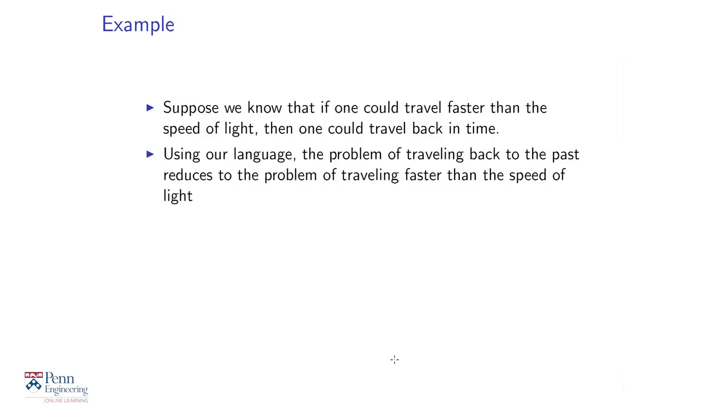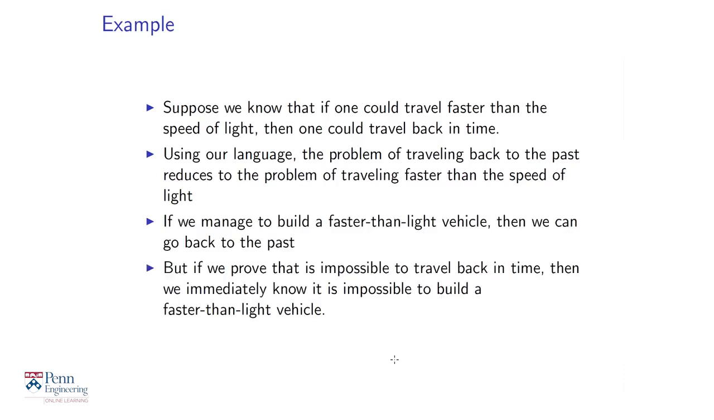Now, this has two implications. One is if you manage to travel faster than the speed of light, then we can say, using the previous bullet, that now we can go backwards in time. So if you just manage to build a vehicle that travels faster than the speed of light, then you can go backward in time.